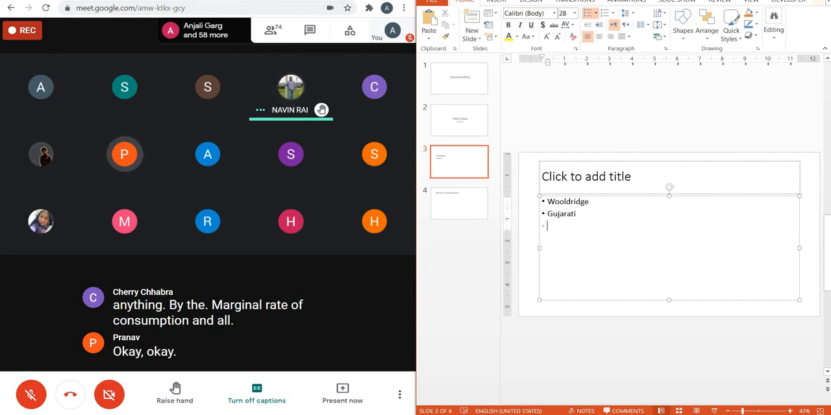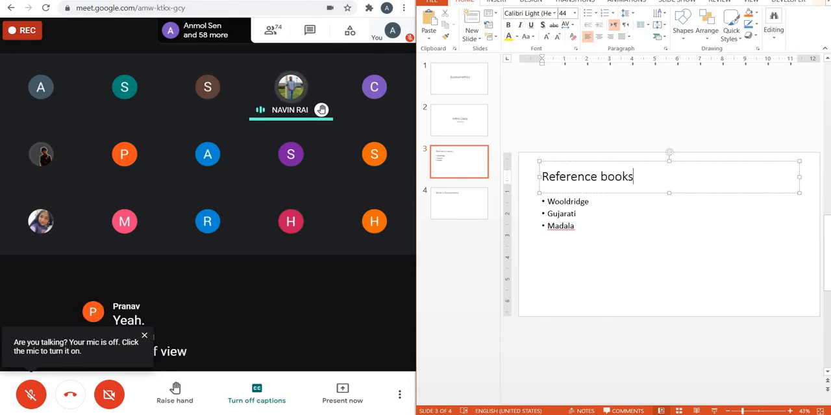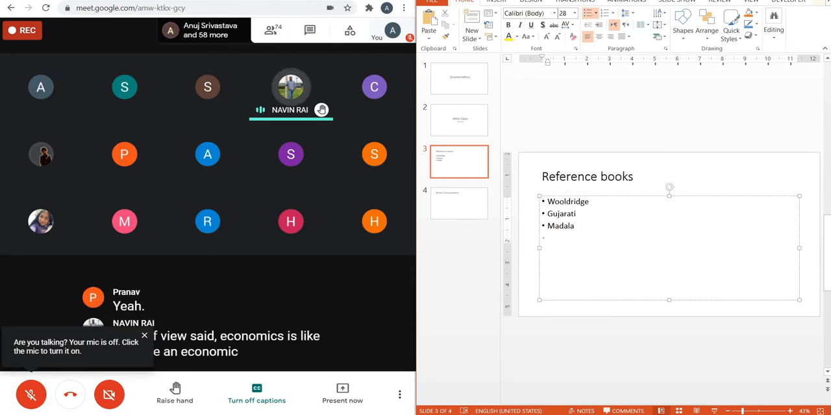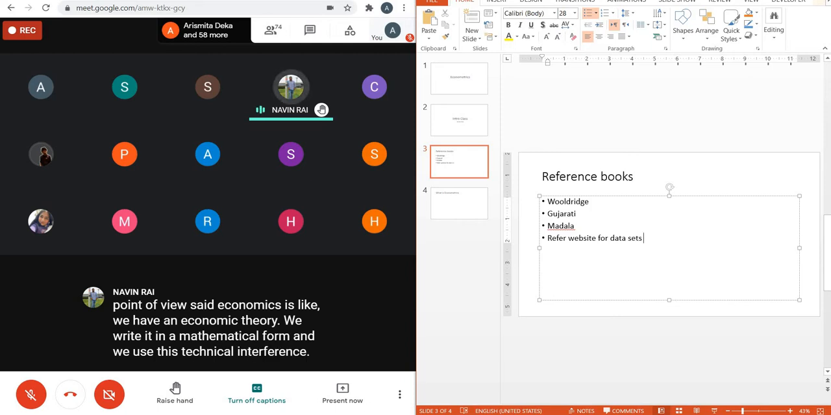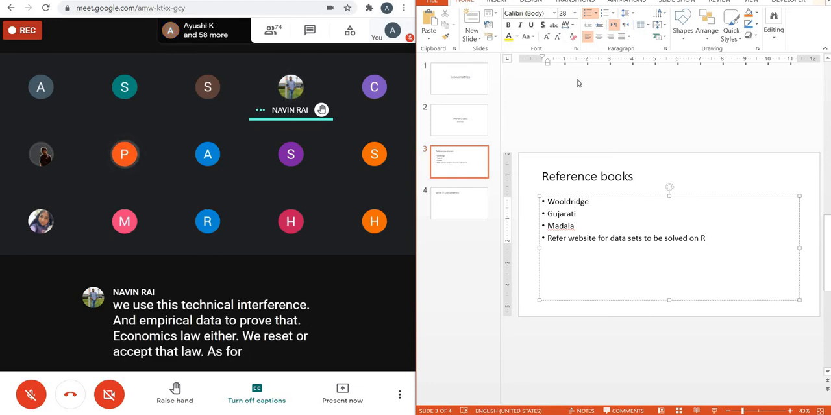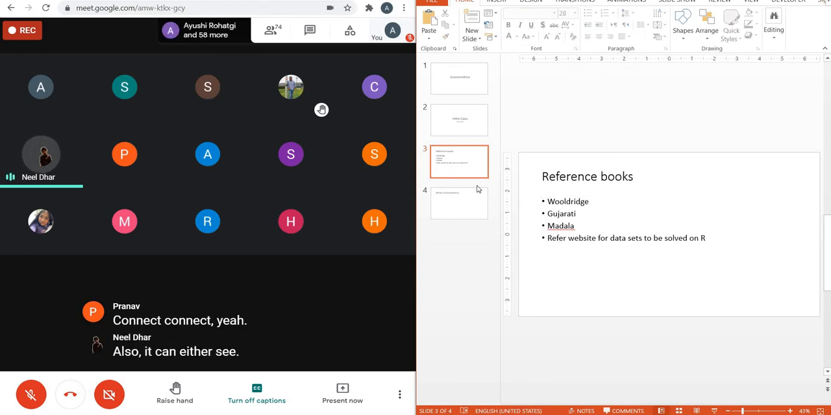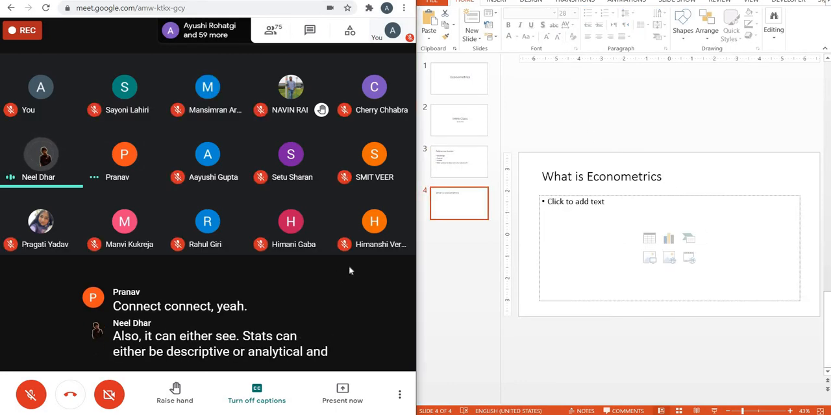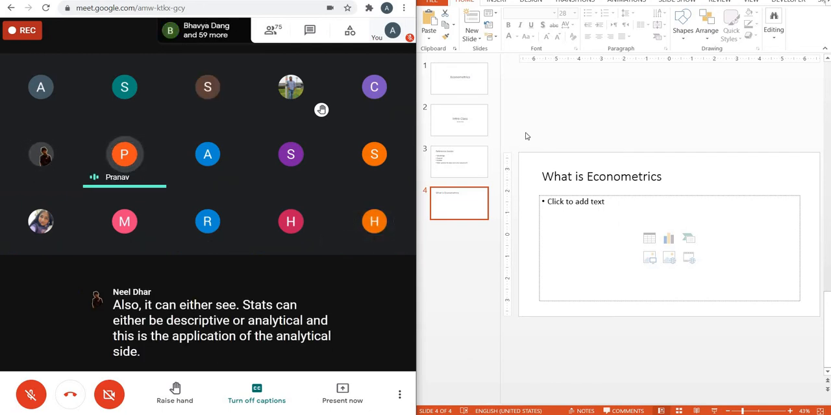Anyone else would like to try? Sir, as per my point of view, econometrics is like we have an economics theory. We write it in a mathematical form, and we use statistical inference and empirical data to prove that economic law, either we reject or accept that law. Correct. Also, stats can either be descriptive or analytical, and this is the application of the analytical side. Very good.